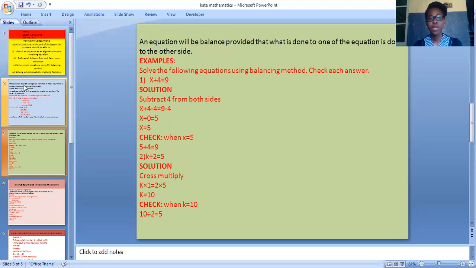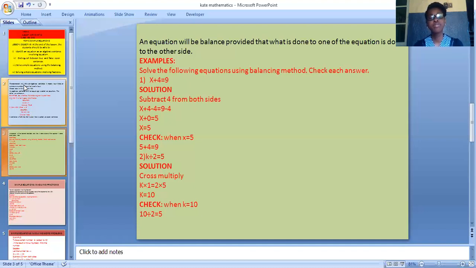x plus 4 minus 4 is equal to 9 minus 4. 4 minus 4 is 0. 9 minus 4 is 5. x plus 0 is x, which gives us x equals 5.